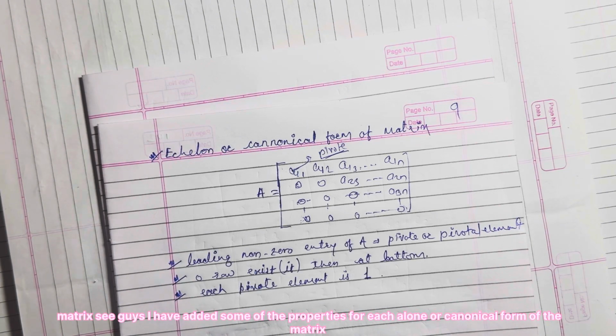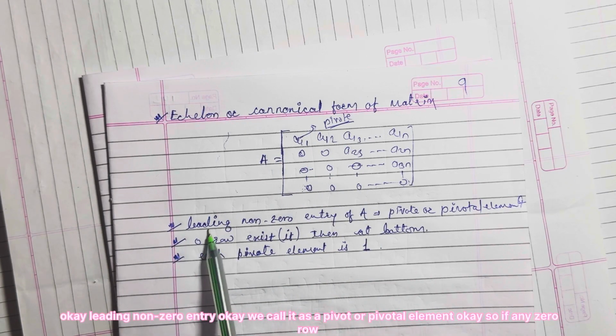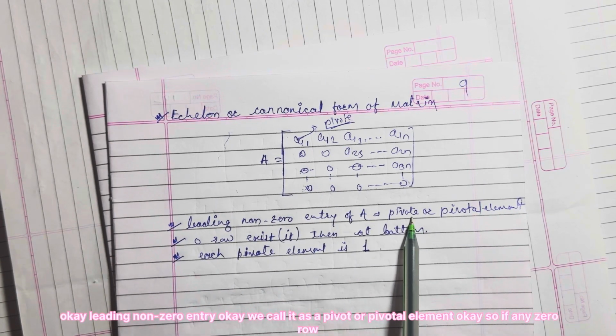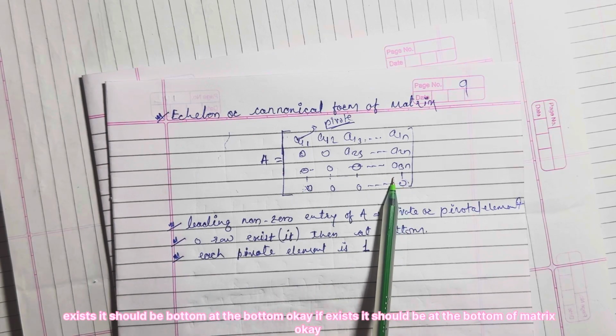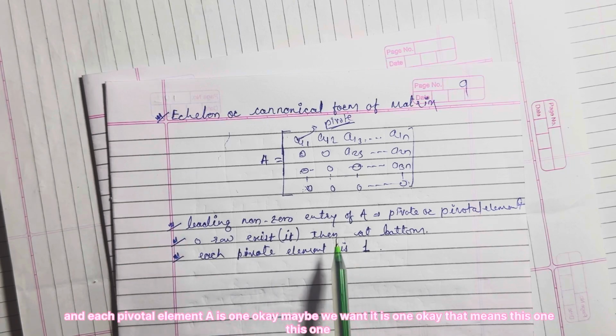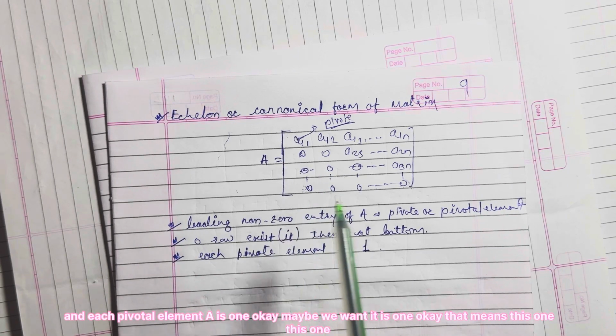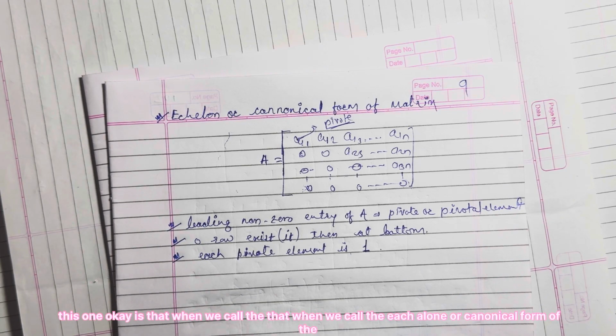See guys, I have added some of the properties for the echelon or canonical form of the matrix. The leading non-zero entry of A we call the pivot or pivotal element. If any zero row exists, it should be at the bottom of the matrix. And each pivotal element is 1; maybe we want it to be 1, that means this one, this one, this one. That one we call the echelon or canonical form of the matrix.